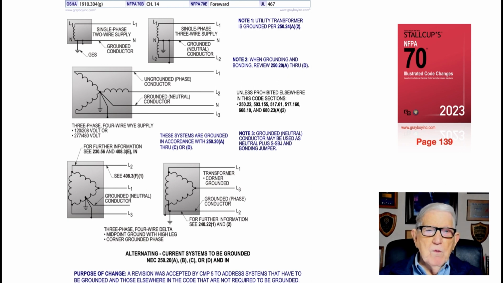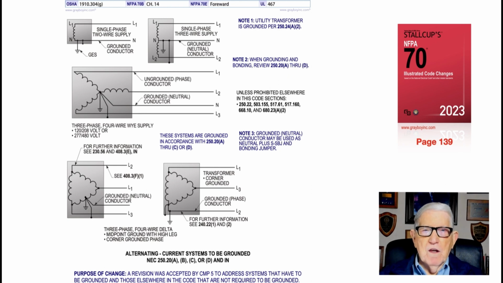Now, when we really look at 250.20A, those systems are less than 50 volts. B to that section is 50 to 1,000 volts. C is over 1,000 volts, and D is impedance grounding, and that's 250.36 and 250.187 for less than 1,000 volts or over 1,000 volts.